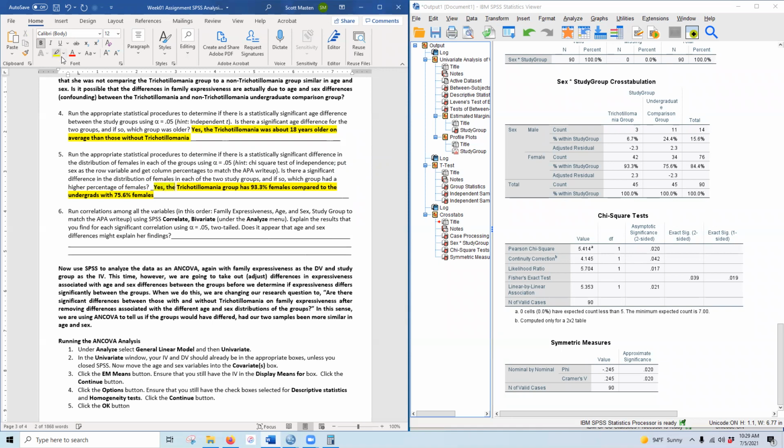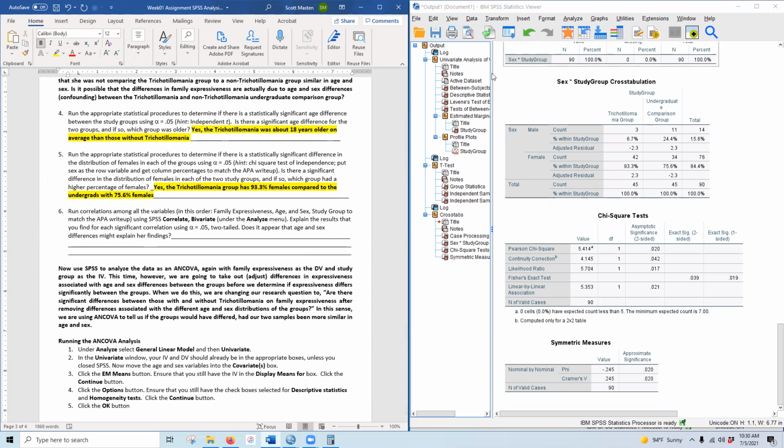Still not a big deal if these two things aren't actually associated with your dependent variable. So who cares if age differs? Who cares if sex distribution differs, if those things aren't associated with your family expressiveness? Doesn't matter. Hair length, for example, might differ, but because it's not associated with your family expressiveness, who cares? So that's what number 6 is. Number 6 is, are these two things also associated with your dependent variable? Because if so, we got a problem, Houston.